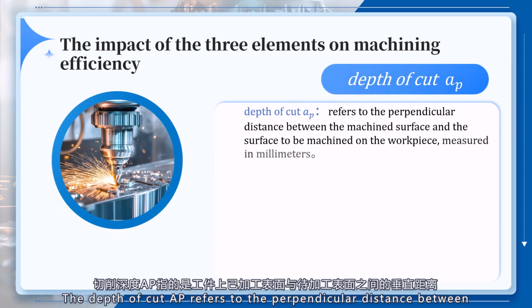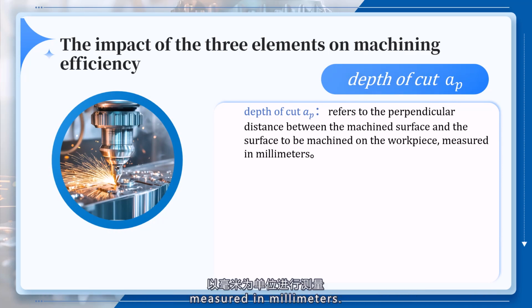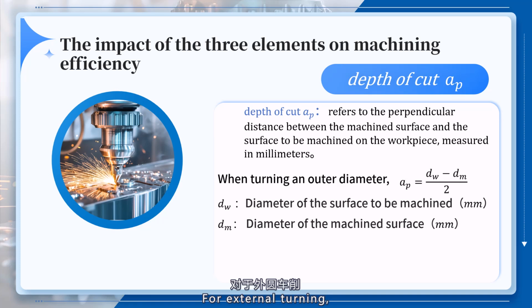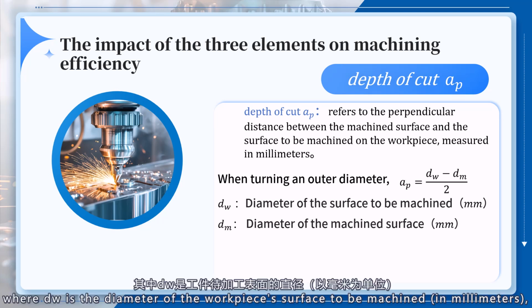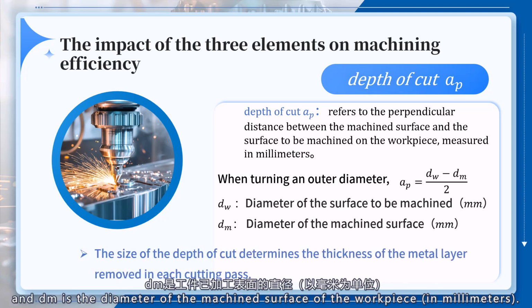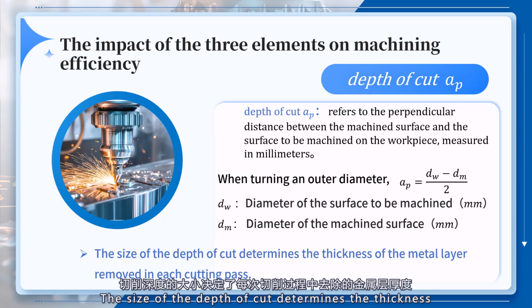The depth of cut AP refers to the perpendicular distance between the machined surface and the surface to be machined on the workpiece, measured in millimeters. For external turning, the calculation formula is AP equals (dW minus dm) divided by 2, where dW is the diameter of the workpiece surface to be machined in millimeters, and dm is the diameter of the machined surface of the workpiece in millimeters. The size of the depth of cut determines the thickness of the metal layer removed in each cutting pass.